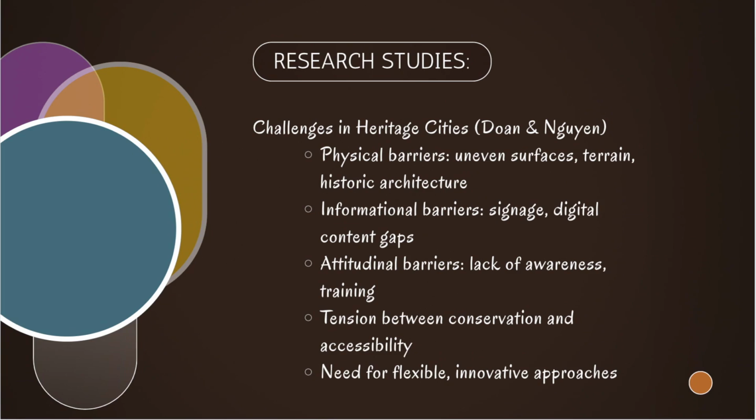Informational barriers like lack of accessible signage or digital content, and attitudinal barriers like limited awareness or sensitivity among stakeholders. The complexity of these issues is heightened by the diversity of accessibility needs across different types and degrees of disabilities. A key tension highlighted in this paper is a conflict between heritage conservation and accessibility. Strict preservation regulations often restrict structural modification, making it difficult to implement conventional accessibility solutions.